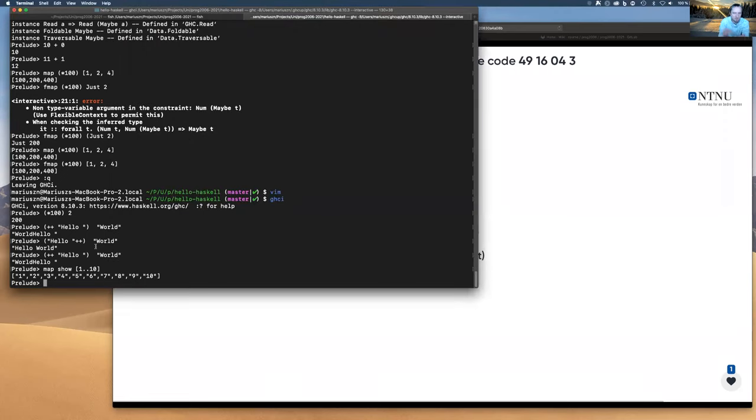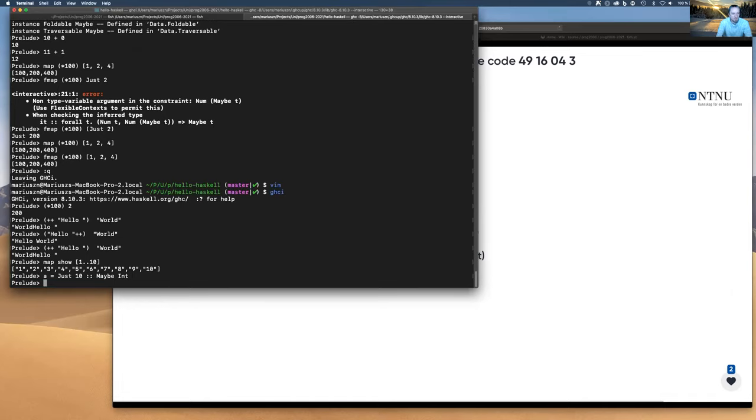So if I have a Maybe Int, let's say a is just 10 and it's Maybe Int, and I do an fmap of any function on my value a, I'm not going to change the structure. I will change the value, but I will not change the structure. The same with the list.